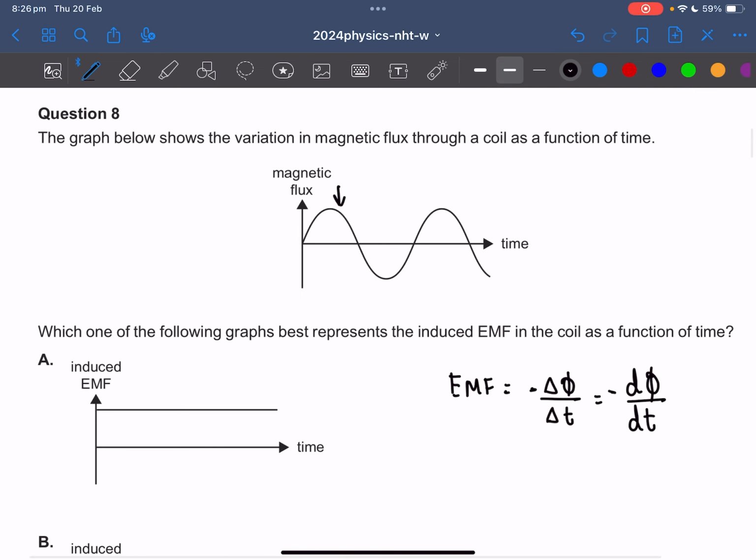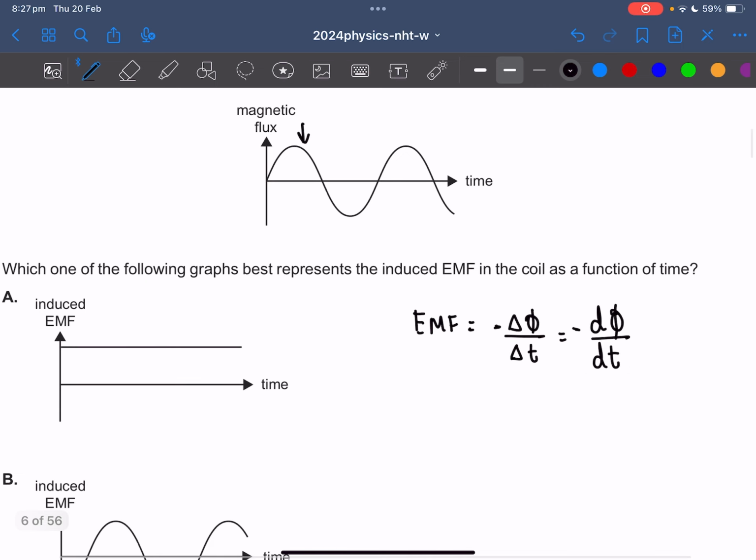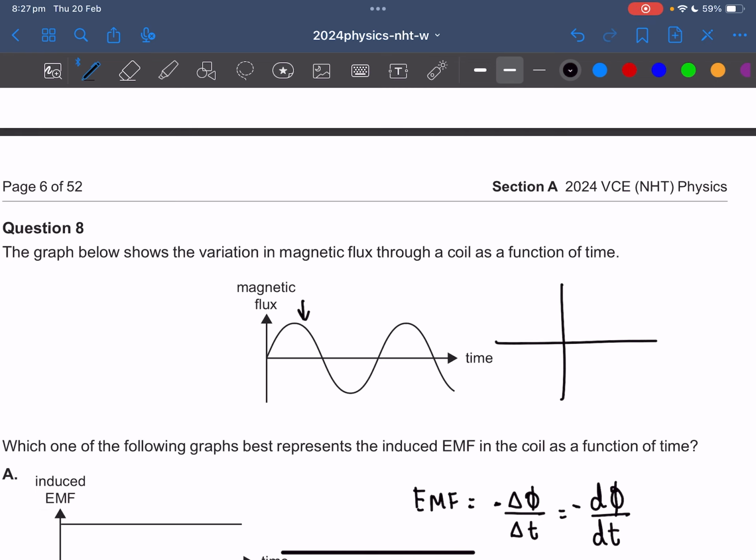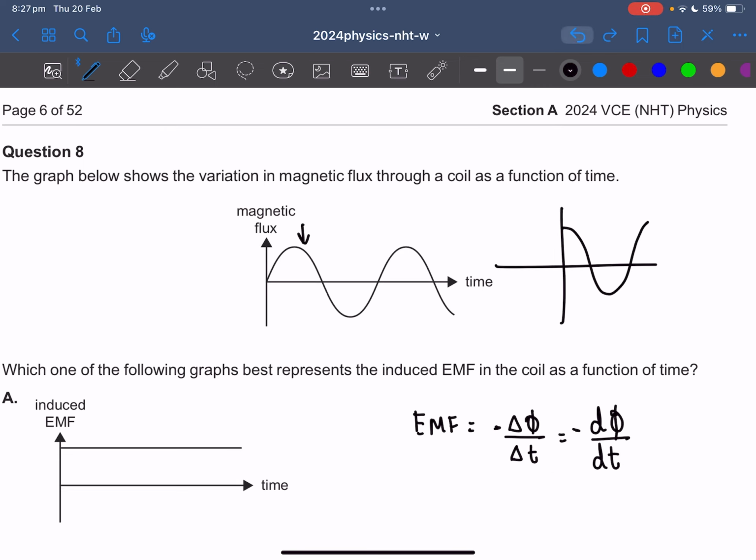Now, I just think of it this way. We just have to basically differentiate this graph over here. If this is a sine graph, for example, if we differentiate sine, we get cosine. And how does cosine look? It's going to look something like this, right? And since it's negative, we just have to flip it. So basically, the starting of the EMF graph should be like this, something like that.